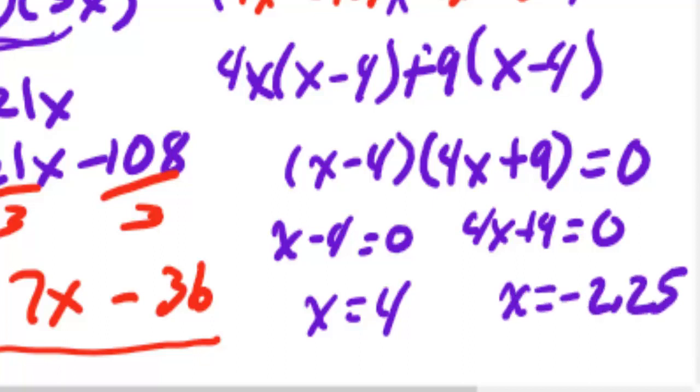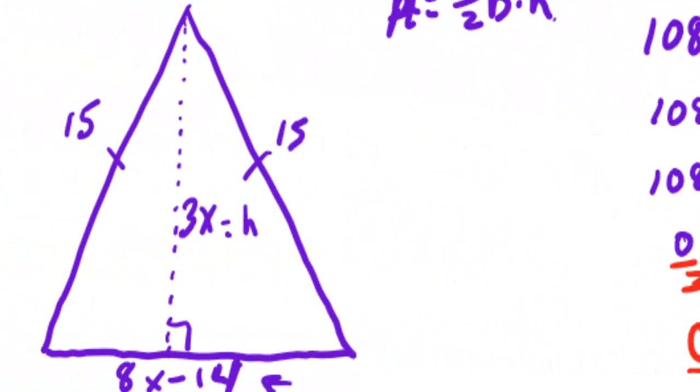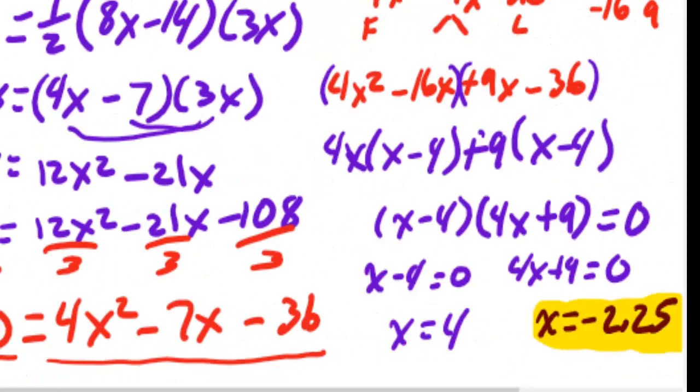2.25. Now we're talking about a real-world problem here where x is part of this height on the left-hand side of this triangle. So this negative 2.25 doesn't make sense to the problem. So I'm going to ignore that solution and go with x equals 4. Now remember, the question was, what was the perimeter of the triangle?